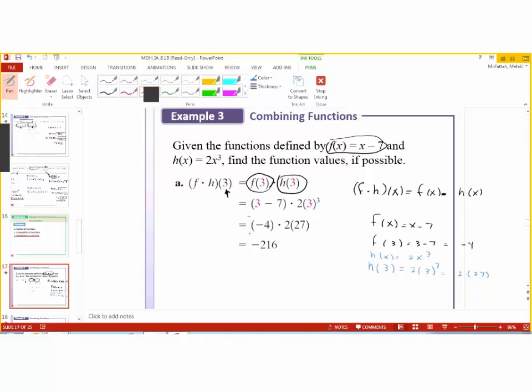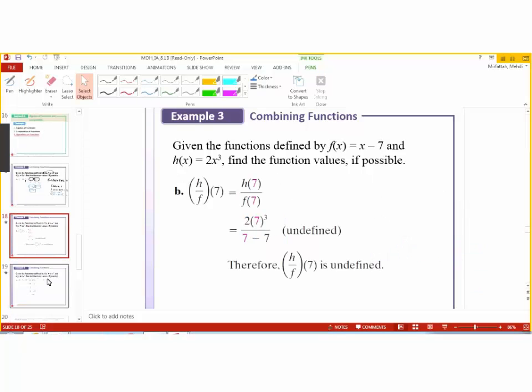We have minus 4 as the value of f of 3, and 2 times 27 as the value of h of 3. When you multiply these together, we get minus 216. That's what f times h of 3 is. That should be pretty simple. Any questions? You can stop me if you don't follow any of these.